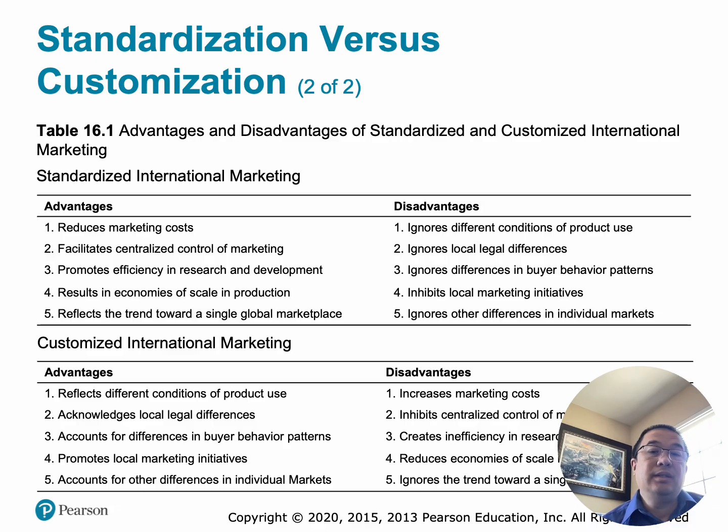Number 5, supports a global marketplace. Consumers increasingly recognize global brands. Great examples are again Apple and Nike, as well as Coca-Cola.